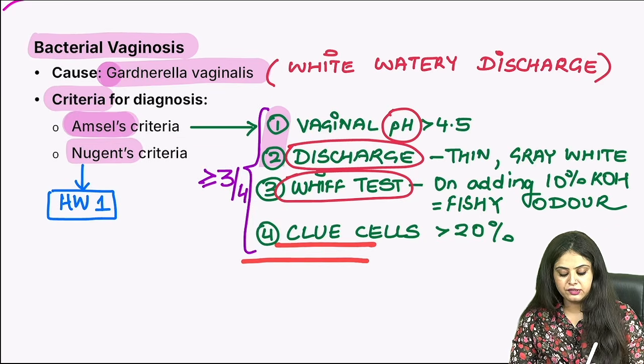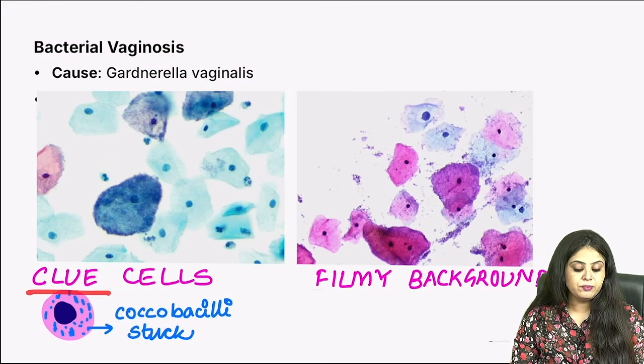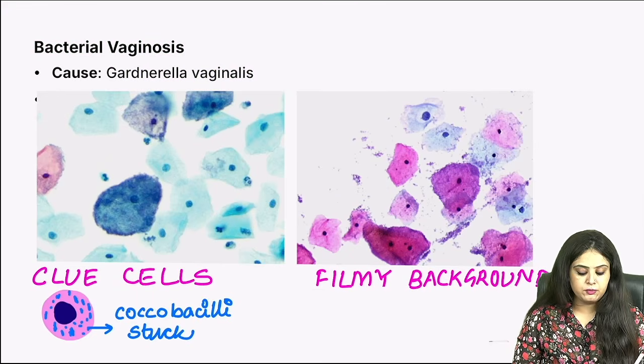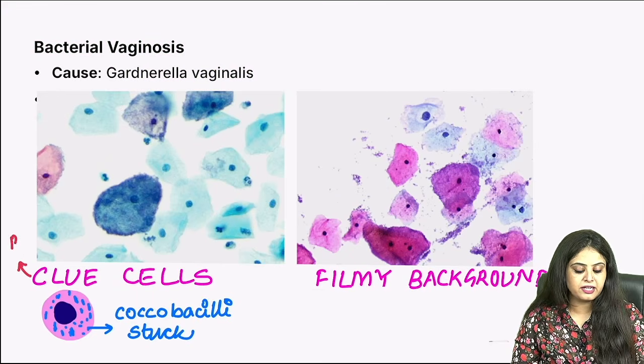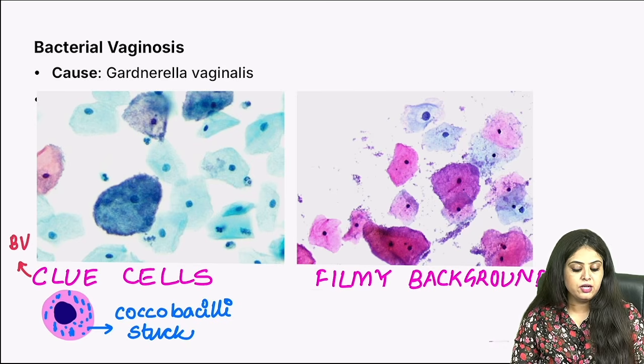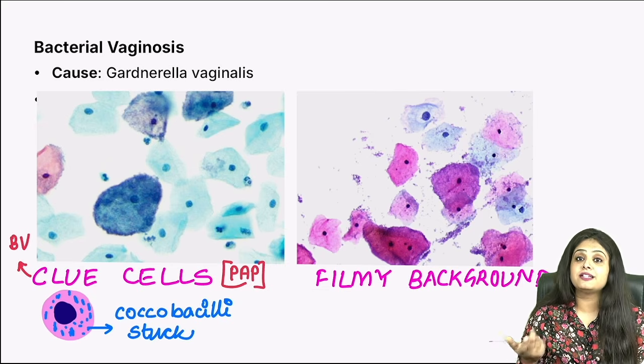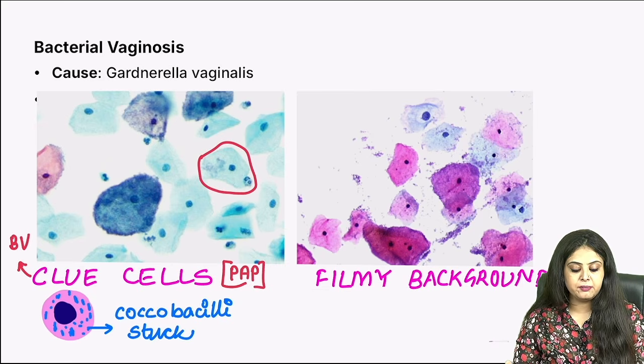So what are these clue cells? And here you have the image. Clue means it is going to give a clue. Once you look at them, you will get a clue that, oh yes, this is a case of bacterial vaginosis. And where are you seeing them? You are seeing them on a pap smear which is taken from the cervix. So of course you're going to see cervical cells. These are all the cervical epithelial cells.